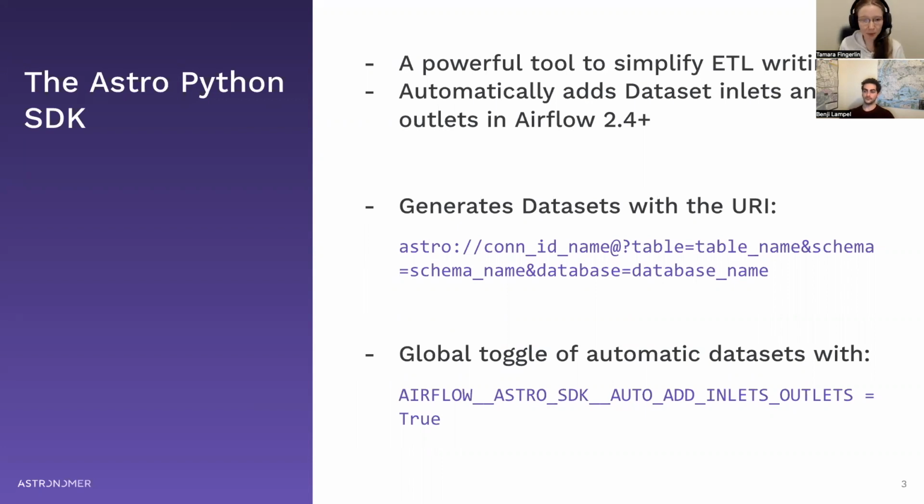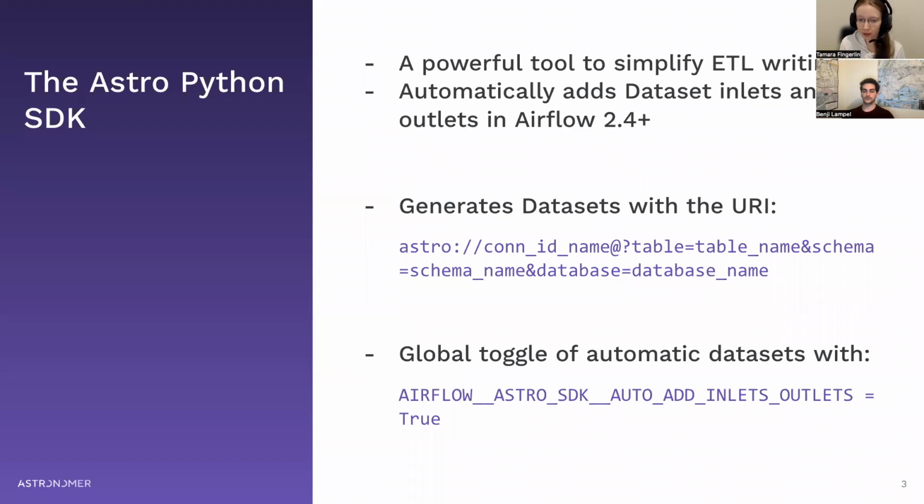It has different operators that handle common ETL tasks. And one of the many features is that it adds dataset inlets and outlets automatically to your tasks if you are running in an environment that has Airflow 2.4 or later. So what happens is, if you have a task that uses an Astro Python SDK operator that updates, for example, a table, or it updates a file, the Astro Python SDK will automatically figure out, hey, this task updates this dataset, and it will create this dataset within your Airflow environment and define this task as producing to this dataset.